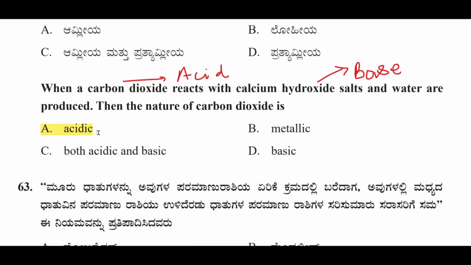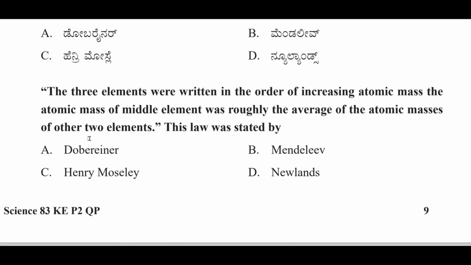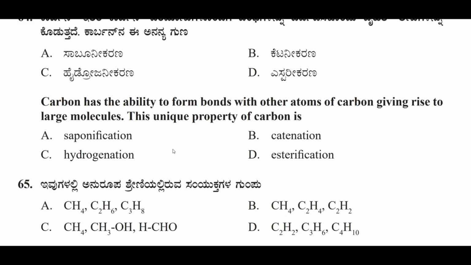Now, moving to next question. The 3 elements were written in the order of increasing atomic mass. The atomic mass of the middle element is roughly the average atomic mass of the 2 other elements. This law was stated by Dobereiner. Therefore, the correct answer is option A.